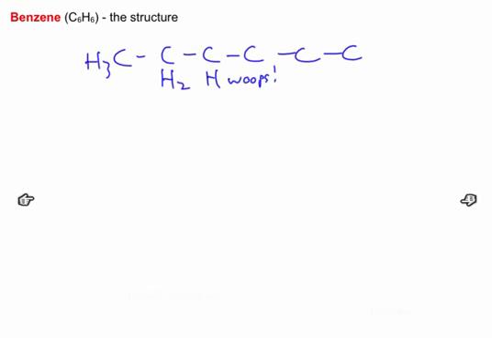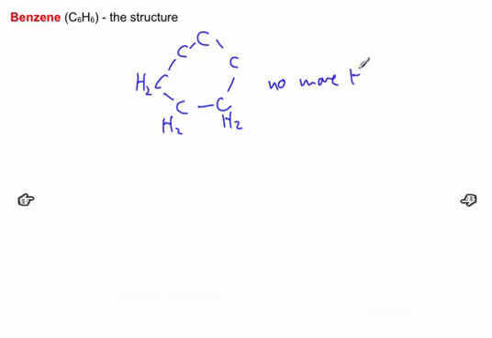Well, how about as a ring? Let's try that. Okay, so 1, 2, 3, 4, 5, 6. Whoops, not the greatest ring. So there we go. So H2, H2, H2, and already again, no more hydrogen. So I'm stumped. The structure of benzene was a puzzle for quite a long time.